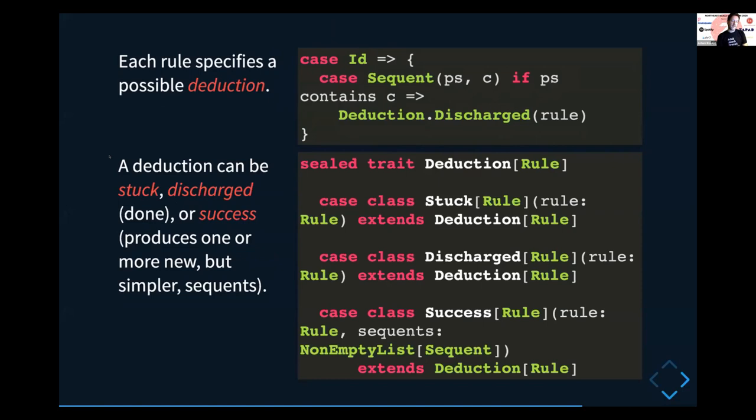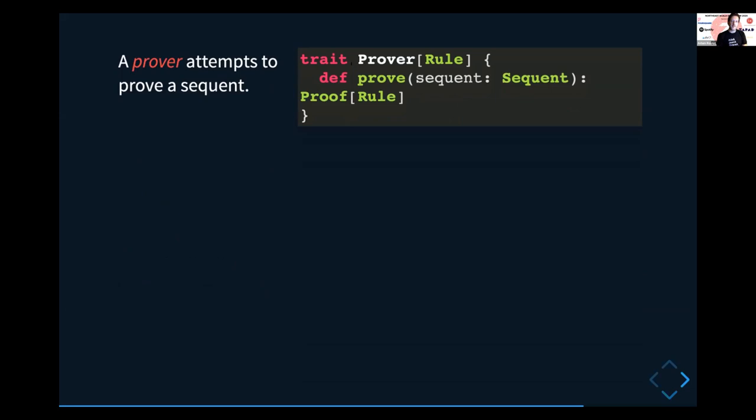What is a deduction? Well, our rules might not actually match something. There's going to be a whole set of rules. I have to try all of them until I find one that works. So there's a bit of bookkeeping. Maybe my rule is stuck. It can't actually fire. Maybe it means I've succeeded, or maybe it produced a whole bunch of new sequents that are subgoals that are simpler. It doesn't matter too much. Then in the world of my code, there's my prover again. If you give me a sequent, I'm going to give you a proof.